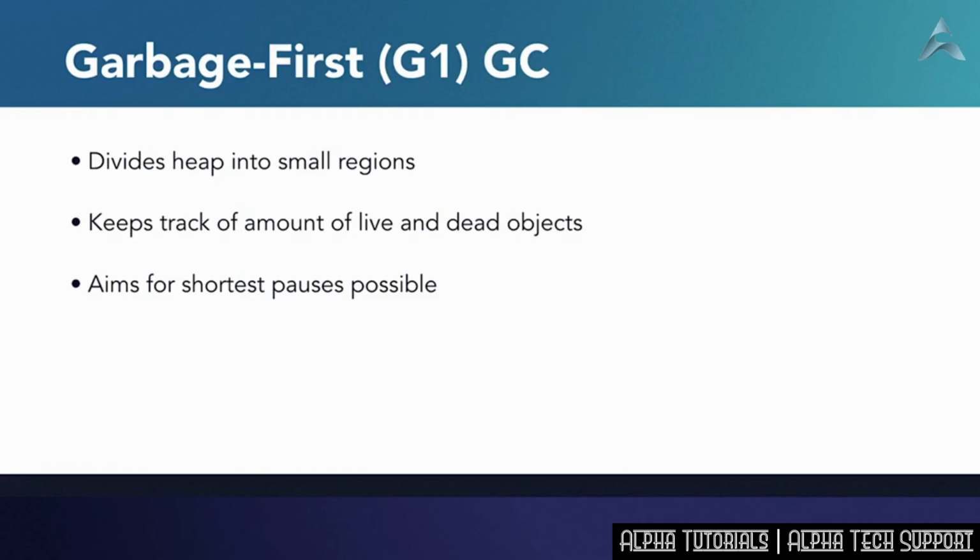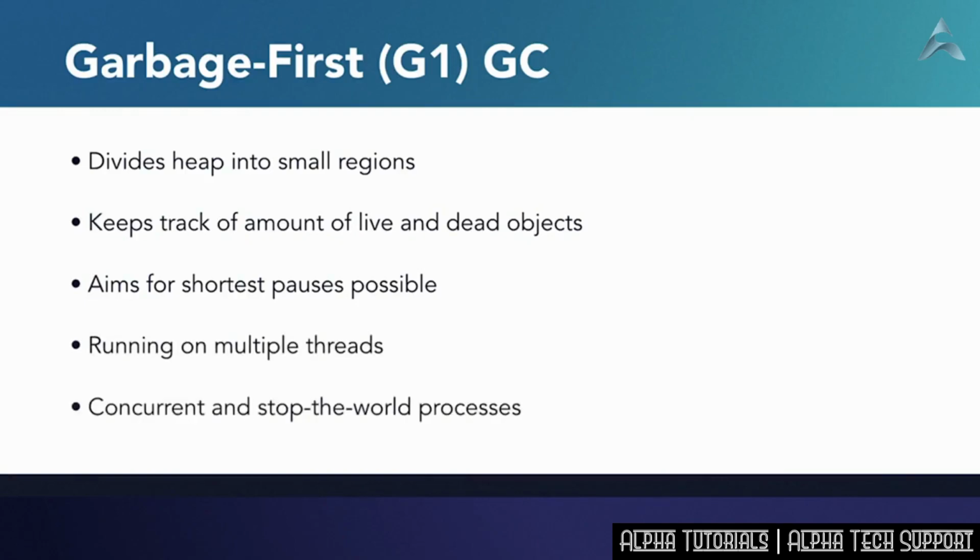The compacting still needs to happen stop the world style, unfortunately, but these pauses can be shorter due to the smaller regions. The garbage first collector is the best choice for machines with a high performance and a large memory space. It is also running on multiple threads and is using concurrent and stop the world processes.